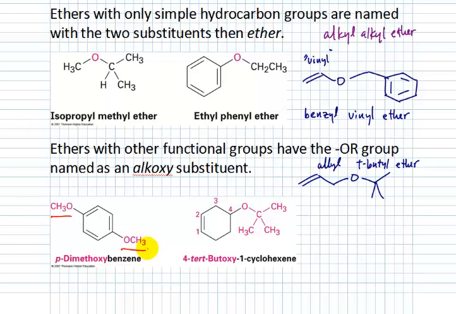We could have ethoxy, propoxy. Here's one six-membered ring with a double bond in it now, and then O-t-butyl. So this is 4-tert-butoxy, or 4-t-butoxy, and they call it 1-cyclohexene.